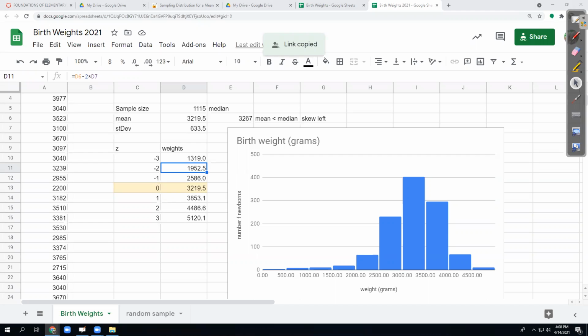So here's the new birth weight sheet. If you had any trouble making those calculations happen and you wanted to see my formulas, how I use that, I've got them there.